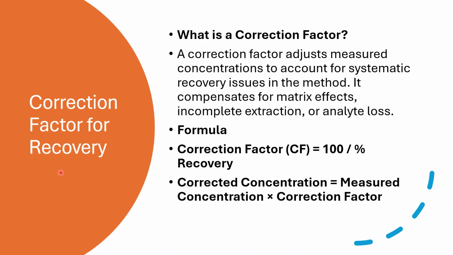Now suppose in a batch the recovery was low, or if the recovery was high, that is unacceptable. So what can you do to give the correct true value of the result? So there comes the correction factor. Now what is a correction factor? It adjusts measured concentration to account for systematic recovery issues in the method. It compensates for matrix effect, incomplete extraction or analyte loss. So the formula for recovery correction factor is equal to 100 divided by the percent recovery. So corrected concentration would be measured concentration multiplied by the recovery factor.